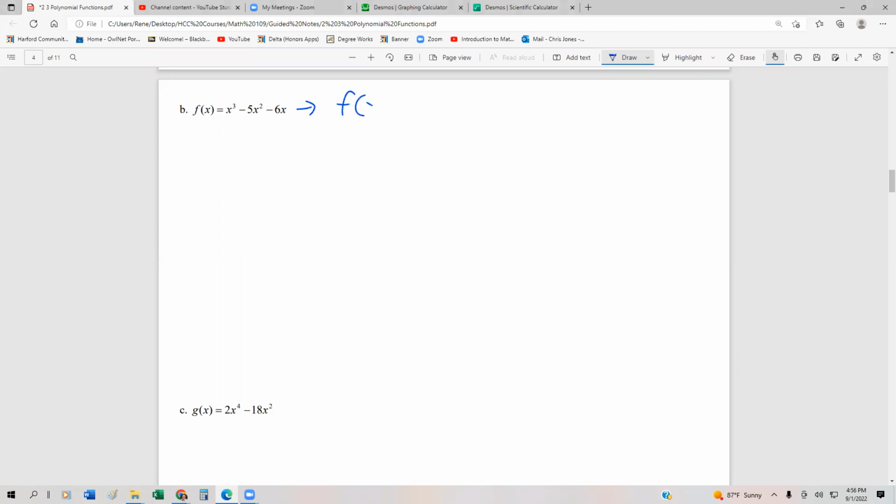And so we can start by factoring out a greatest common factor of x, right? And that's going to leave us with x squared minus 5x minus 6. And then the last thing we're going to do is factor the trinomial. We need two numbers that multiply to be -6 but add up to -5. And so this is a common mistake that students make.